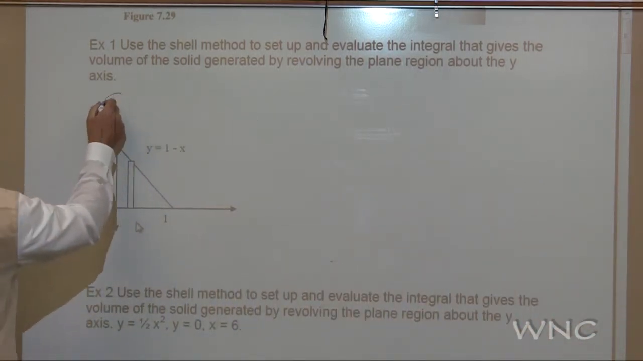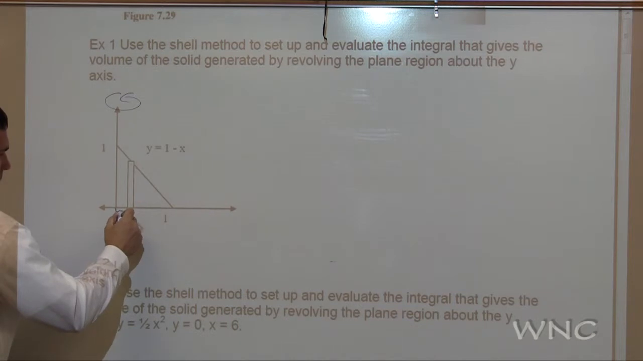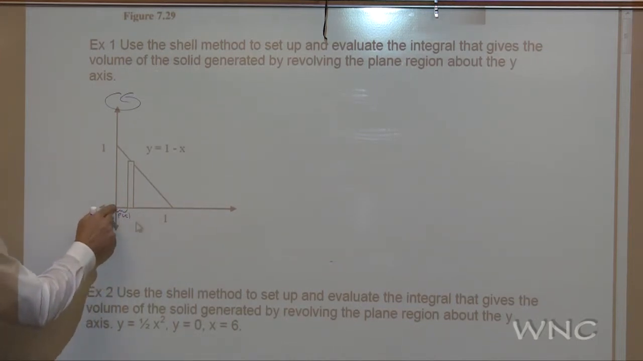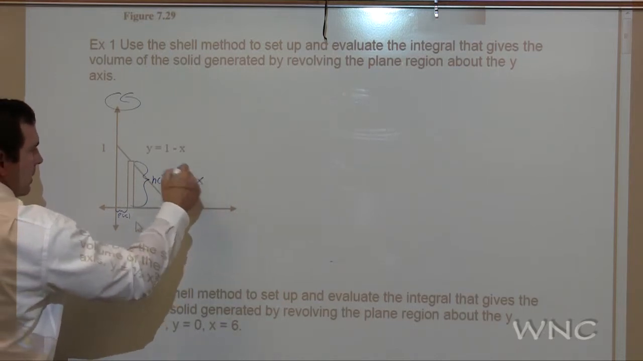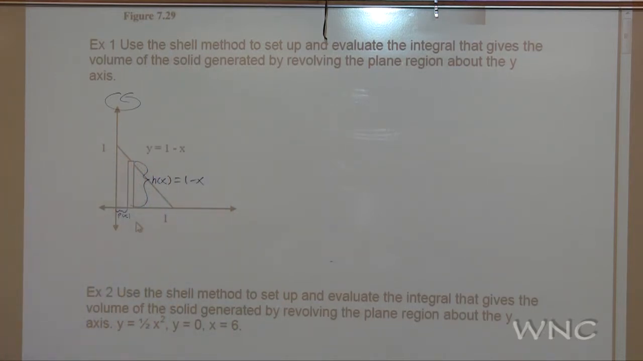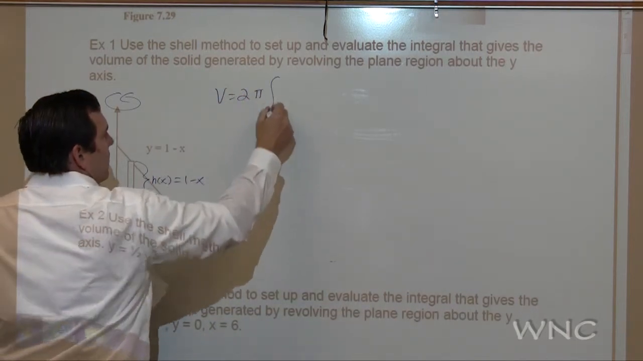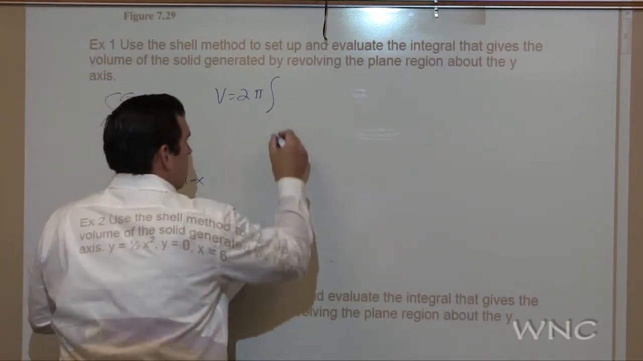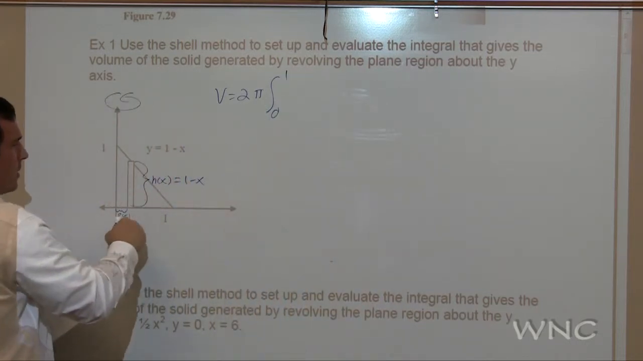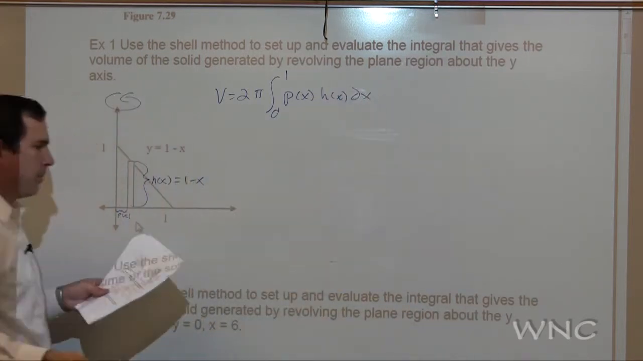So it's going to be going around like that. So we need to find our P of x. That's the distance from the axis of revolution to this. Our H of x is this. In this case, it's 1 minus x. That describes the height y. So our volume is going to be 2 pi times the integral, and x is going from 0 to 1 of P of x, H of x dx. So that's our general formula.